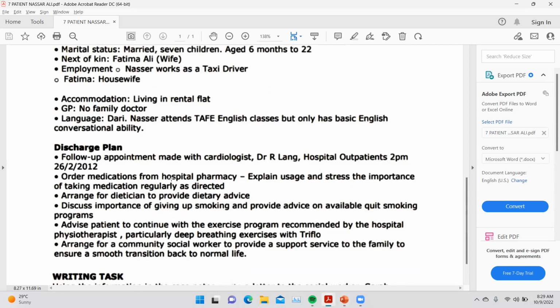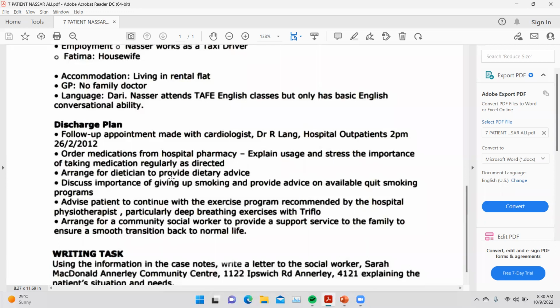The next one: advise patient to continue with exercise programs recommended by the hospital physiotherapist, particularly deep breathing exercises. Okay, so this one we are not going to say to the social worker, because the physiotherapist already instructed that to him, and definitely at discharge time the nurse will also explain those things to him. So we are not going to include this point here. Arrange a community social worker to provide support service to the family to ensure a smooth transition back to normal. That we are already going to do here, right? This is the letter. Okay. Now we are going to discuss how we are going to write the letter.